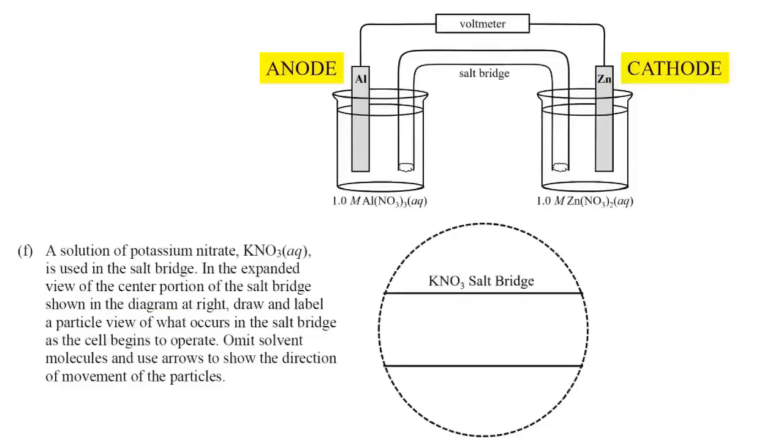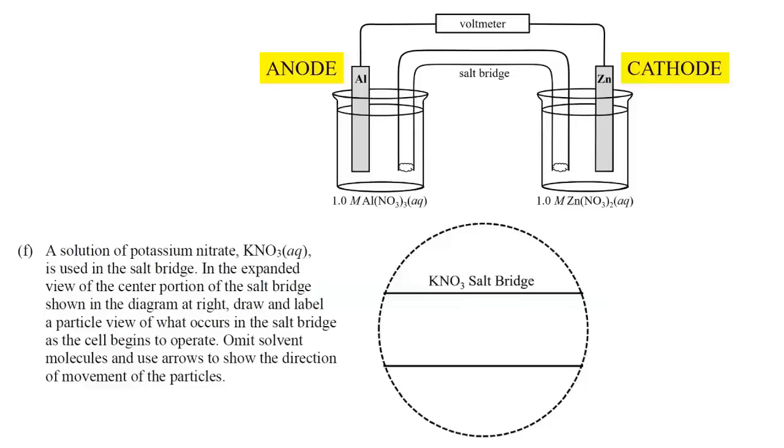Here in part F, we have to draw a particle view of what occurs in the salt bridge as the cell begins to operate. So it says a solution of potassium nitrate, KNO3, is used in the salt bridge. In the expanded view of the center portion of the salt bridge shown in the diagram at right, draw and label a particle view of what occurs in the salt bridge as the cell begins to operate. Omit solvent molecules and use arrows to show the direction of movement of the particles. Remember that electrons do not flow in the salt bridge. We're focusing only on the movement of the ions.